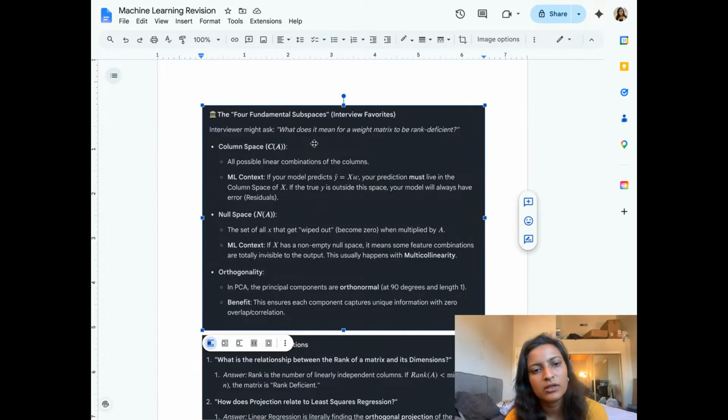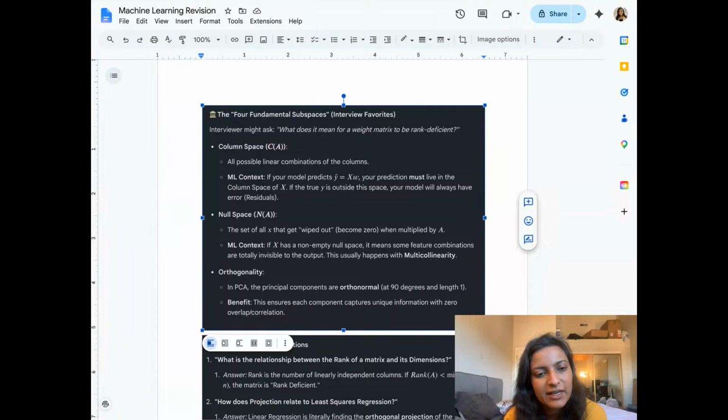You might ask, what does it mean for a weight matrix to be rank deficient? The column space is all possible linear combinations of the columns. If your model predicts a particular thing, your prediction must live in the column space of X. If the true Y is outside this space, your model will always have errors or residuals.